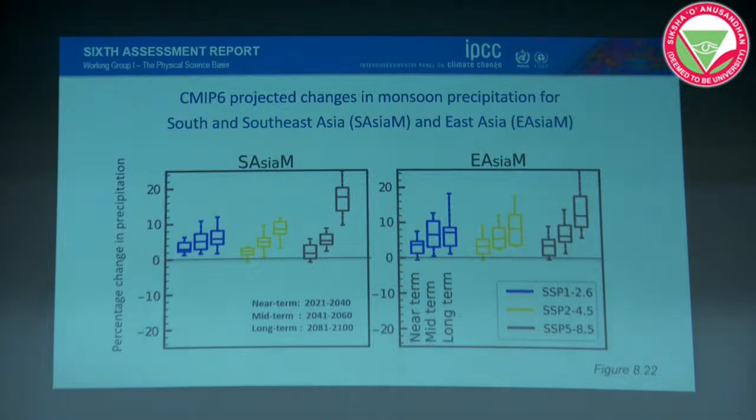So here there is an opportunity. Since the monsoon rainfall is going to increase, can we conserve it? Can we make dams to preserve the water? Because there's also going to be more variability. There may be periods where you may not have rainfall. So you have to keep that in mind.